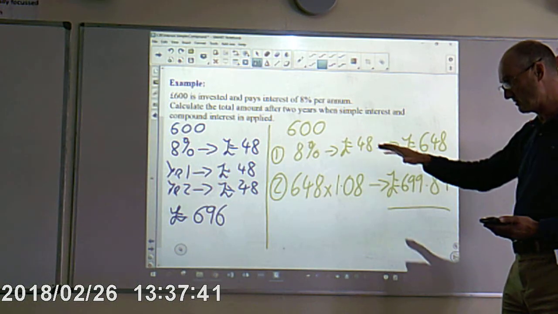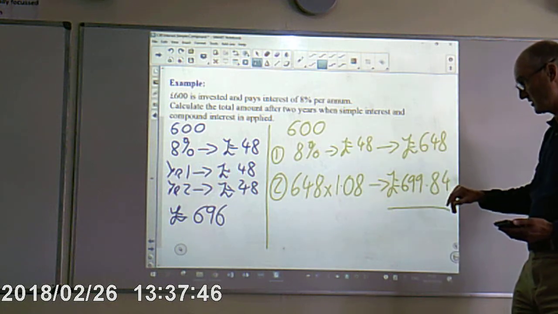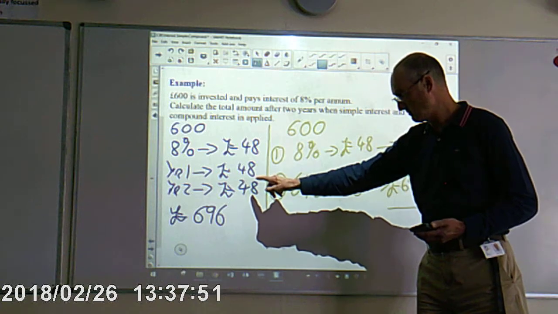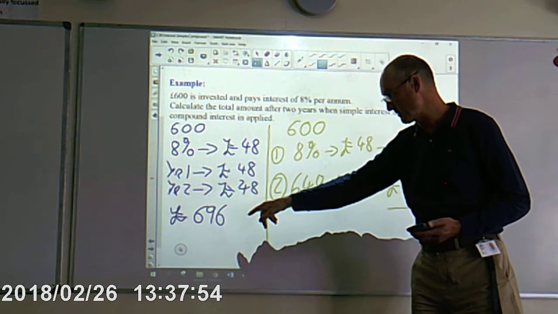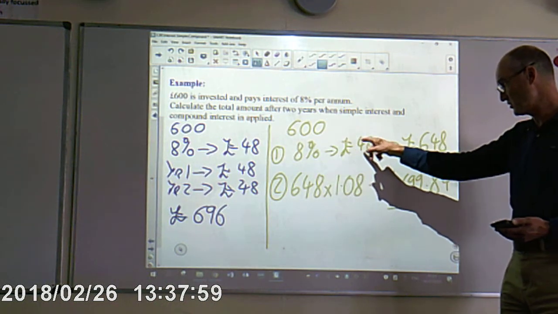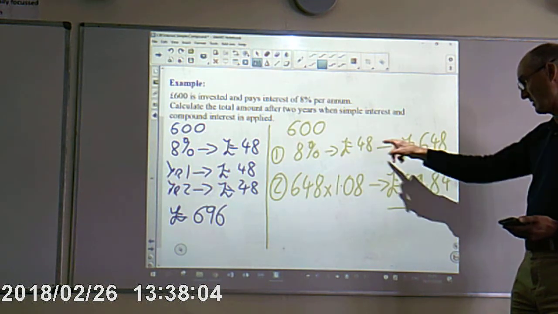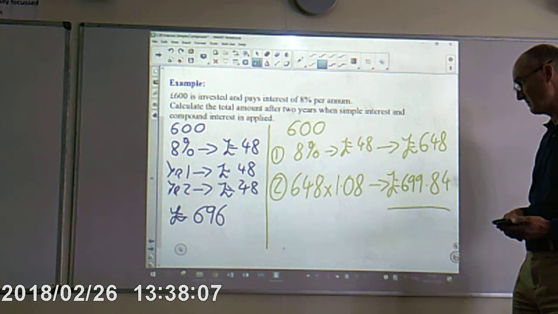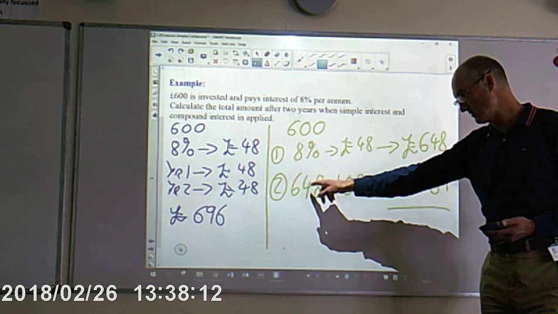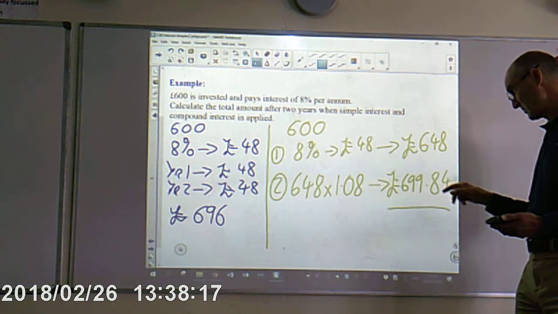Okay, so that's the simple principles of simple interest, compound interest. Simple interest, we earn the same amount each year. It just gets added onto our principal sum. The compound interest, we apply 8% for the first year, which was £48, so it gives us 648. Once we've got that 648, the second year, now we multiply by 1.08, and we get this figure here.